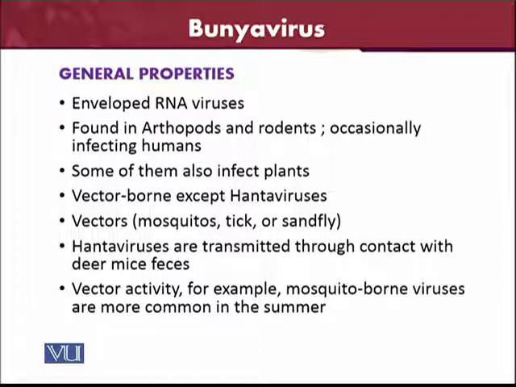The vector activity is very important as far as the transmission of the Bunia viruses is concerned. If there is some area where most of the vectors are already there, then the Bunia viruses will spread and replicate rapidly. In the summer, there will be more mosquitoes, so the Bunia virus will be transmitted more quickly. But in the winter there are no more mosquitoes, and its transmission will also be reduced.